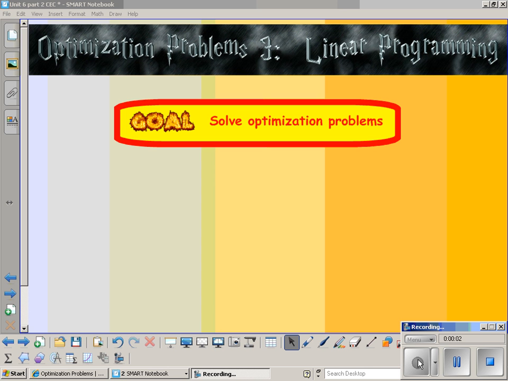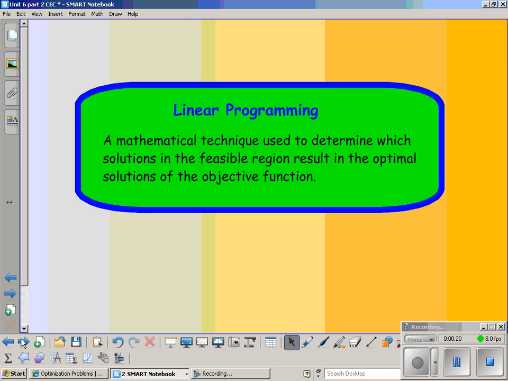In this lesson, we are going to actually solve optimization problems. Up to this point in the last couple of lessons, we've just been learning about parts of optimization problems, about the feasible regions and coming up with the constraints and the objective function. Today we are going to put it all together and actually solve optimization problems. Linear programming is a mathematical technique used to determine which solutions in the feasible region result in the optimal solutions of the objective function.